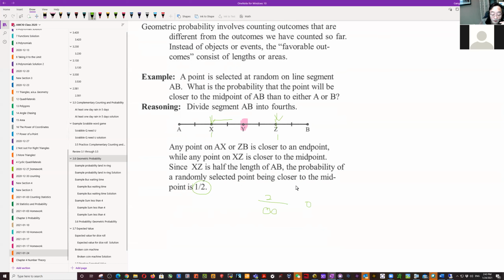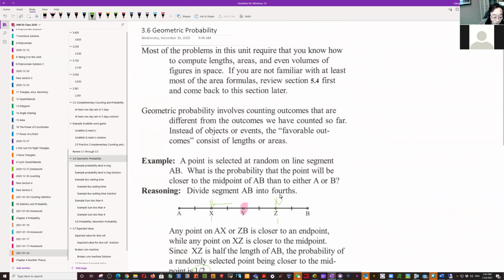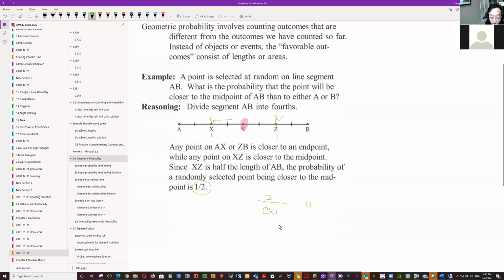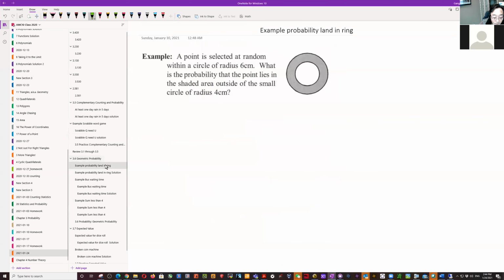So this is a typical geometric problem, because you cannot count the total results. And so you just have to do it in a geometric way. And so this is another one.